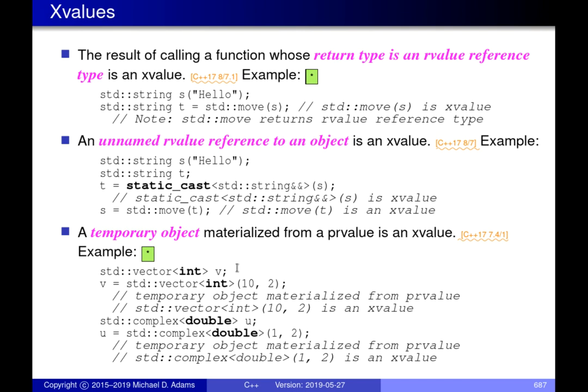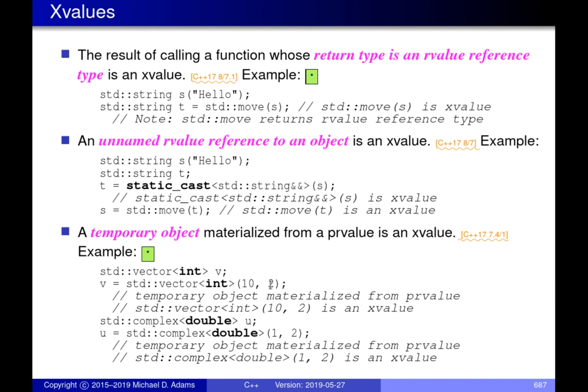Just to give an example of this in the code, here we have a vector of ints called v, and then we're assigning to v here std::vector<int>(10, 2). This right-hand side of the equal sign is essentially going to cause a temporary object to be created that holds a vector with 10 elements in it that are initialized to 2. This is a constructor where the first parameter is the number of elements, and the second is the value that the elements are all initialized to. So we'll create this vector of 10 ints, all initialized to 2. It's sitting here in this temporary object, and this right-hand side expression corresponds to an X-value expression.